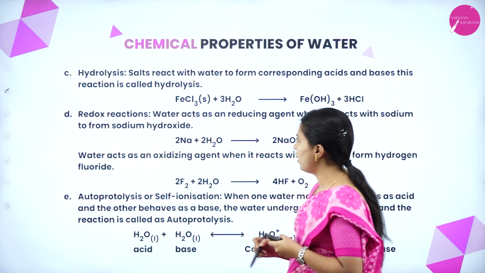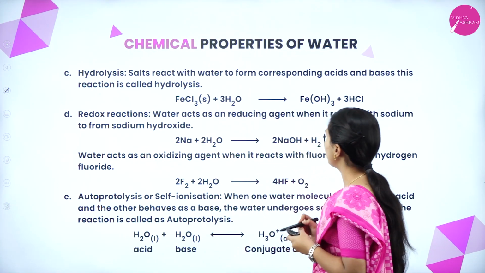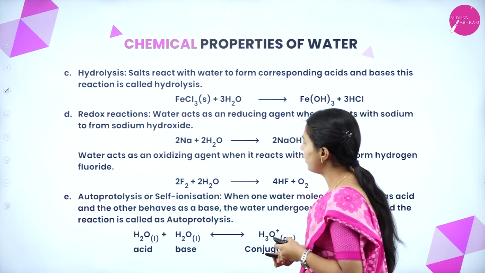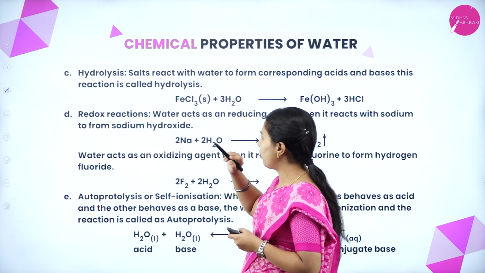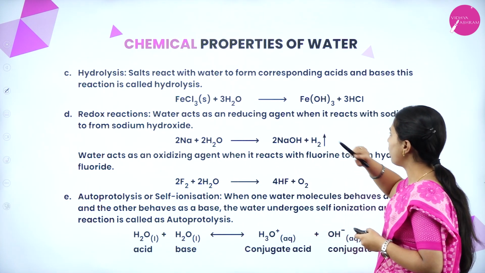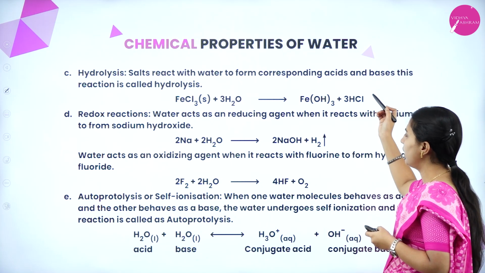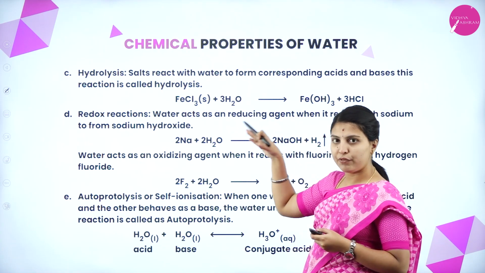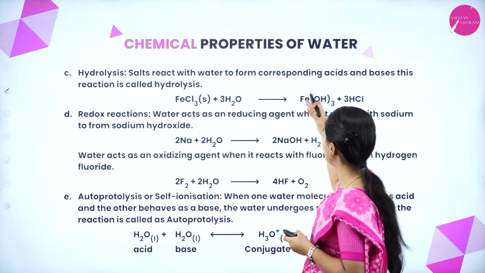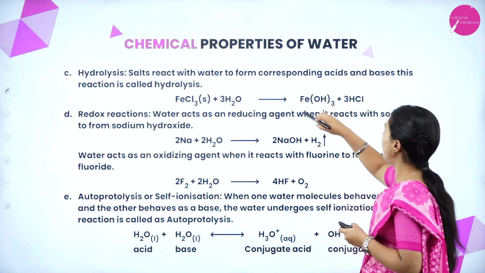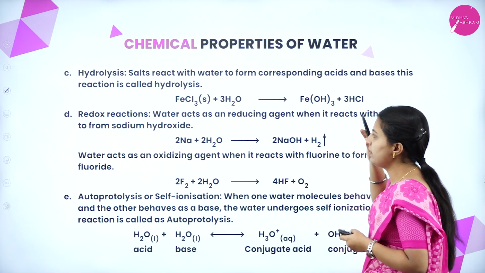Next, hydrolysis. Salts react with water to form corresponding acids and bases, and this reaction is called hydrolysis. This is ferric chloride, a solid salt. In the presence of water, ferric hydroxide will form and HCl will also form. Whenever salts react with water, they form corresponding acids and bases. Due to this, the water molecule will form an acid as well as a base.